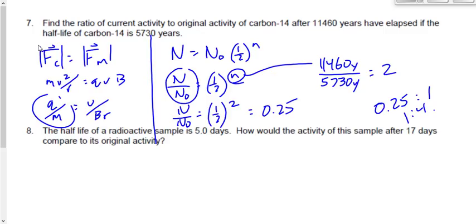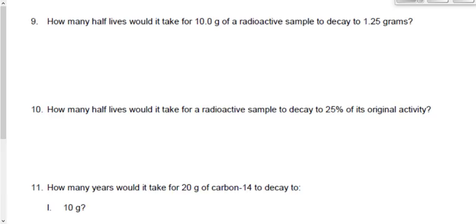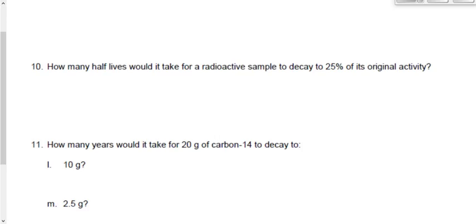All right, good. Finally, question number 10. Number 10 says, how many half-lives would it take for a radioactive sample to decay to 25% of its original value? So my original value is going to be 100%. My final amount will be 25%. We don't know the half-life. It doesn't tell me. We just want to find little n. That's all we've got.